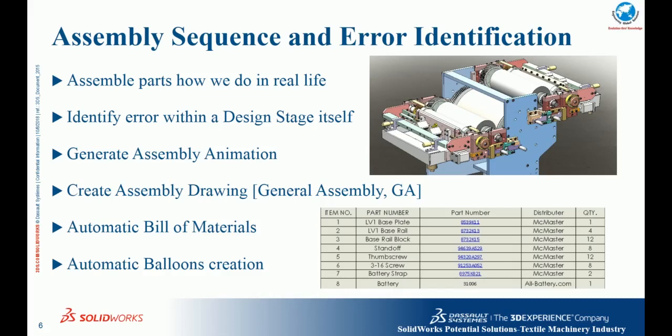And in case of animations, in case of generating assembly drawings with respect to the bill of materials, here you can find the bill of materials: the item number, part number, the distributor, and the quantity. And the balance with respect to the bill of materials can also be generated.